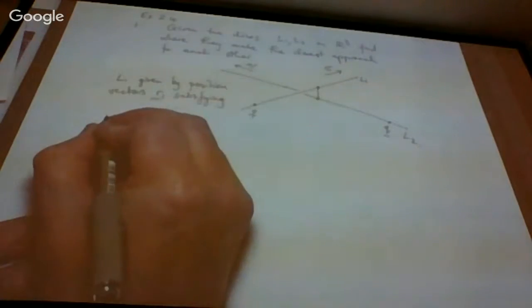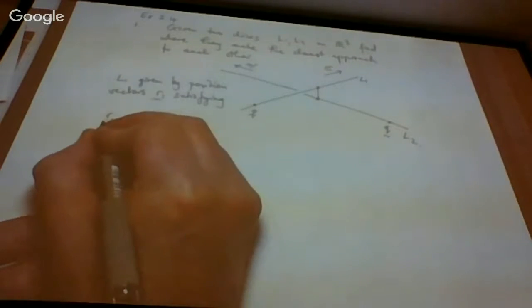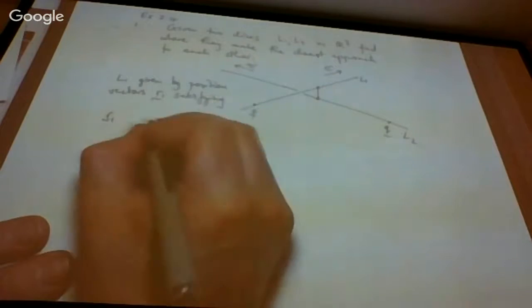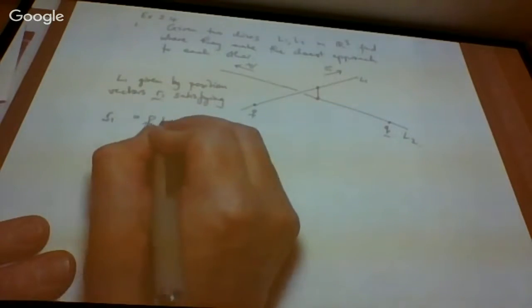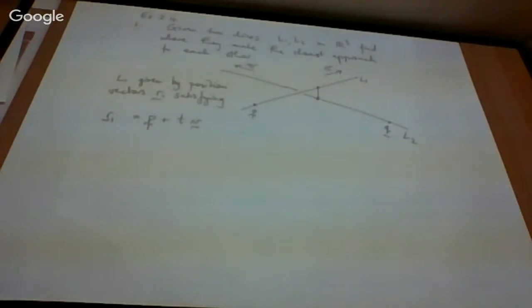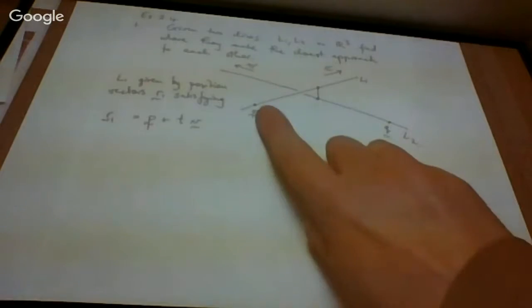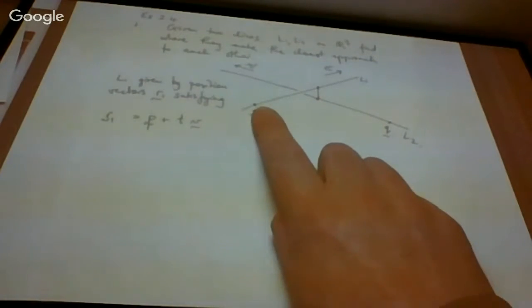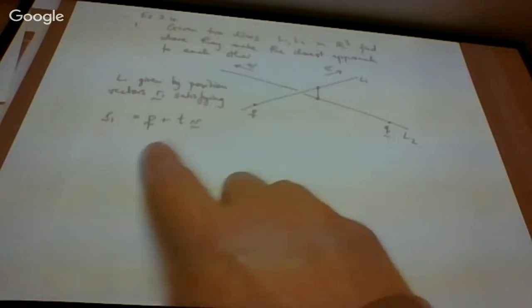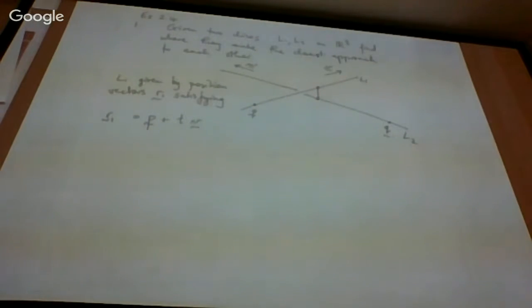So what does R1 look like? The R1 vector, you can think of it as a function of t. This is going to be vector P, the fixed reference point on L1, plus some scalar multiple of the direction vector V. Okay, when t is equal to 0, you're at this point by yourself. As t goes positive, you go along the line in this direction. As t goes negative, you come backwards along the line L1 in this direction.